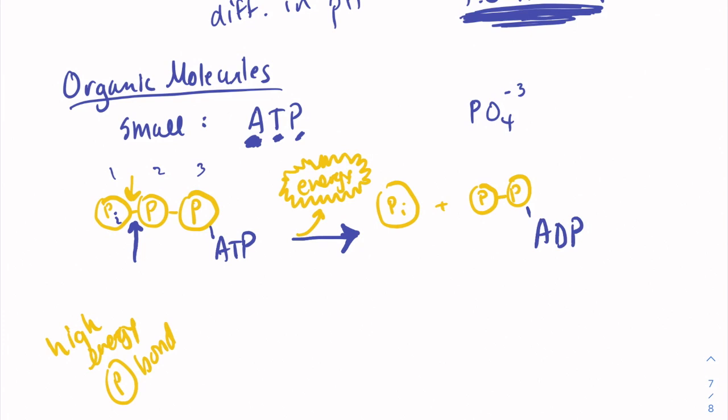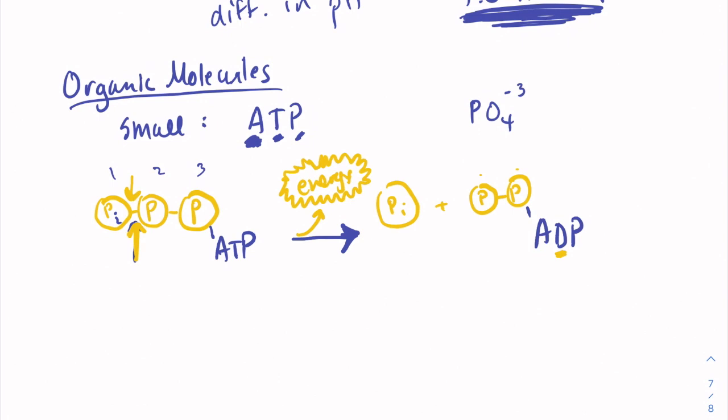There we go. Notice this says ADP now because this is not adenosine triphosphate anymore. There's only 1, 2, so it's diphosphate, adenosine diphosphate. So there's energy stored in that high energy phosphate bond right in there, and it gets released when that bond is broken.